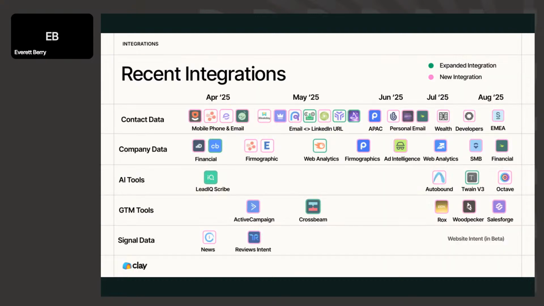So what is Clay and what have we been up to? Clay is a data marketplace, and that means it's a place where you can not only integrate with different tools, but you can actually purchase data from different data providers. And so what that means is that instead of buying flat files from 1 or 2 or 3 people, you can buy data from 50 people all at the same time in the same workflow.